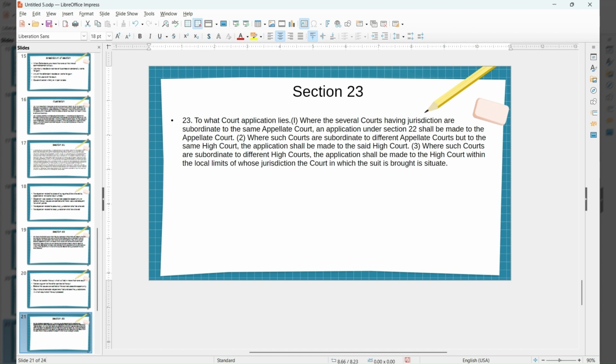confusion and ensure clarity. The purpose of section 23 is that there is no confusion about which court the transfer application should be made to, and whether the courts have the jurisdiction or not.